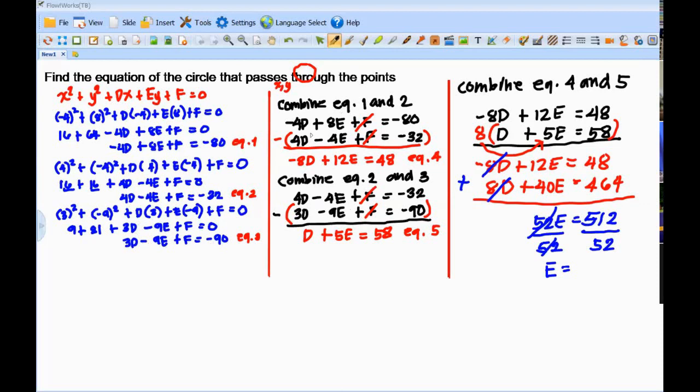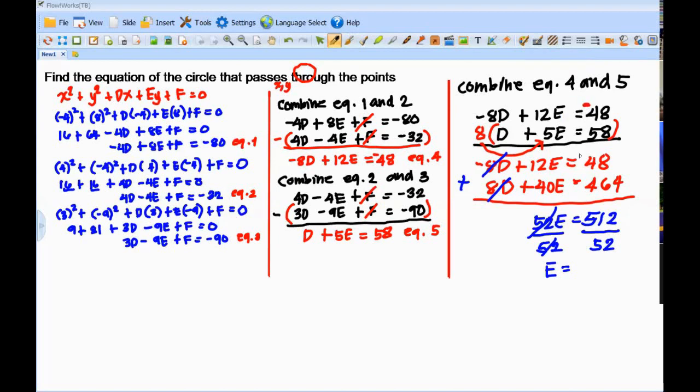I'm pretty sure 5 is corresponding. -4D plus 8E plus F. I also think I got confused here. Yeah, sir, it's -48. It should be -48. Yes, so this should be -48. Okay, we missed the -48.